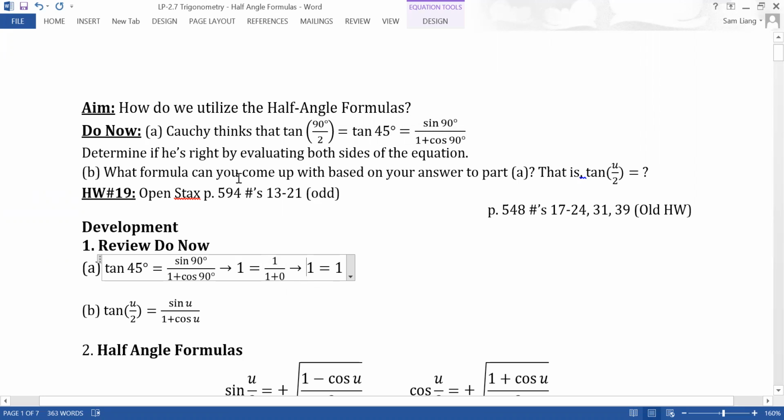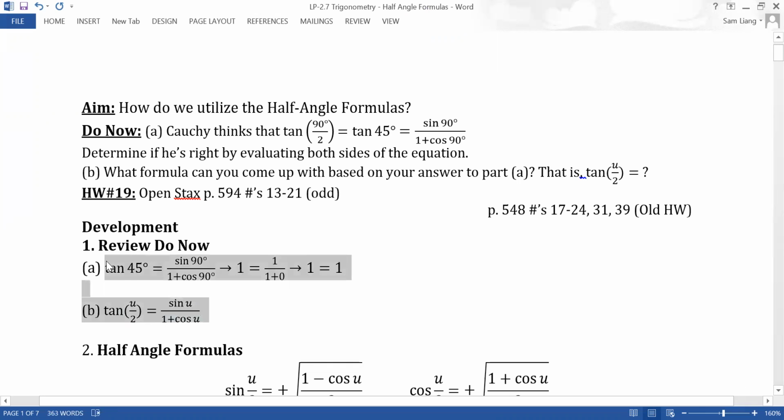Okay, but anyway, part B, the formula that we can come up with is tan of u over 2 is equal to sine u over 1 plus cosine u, right? So if we see u here as 90 degrees, then we have sine of u over 1 plus cosine u, and on the other side, which is 45 degrees, that's tan of u over 2, right? Half of 90 degrees. Okay, so that's our formula. If you need to copy this solution, please pause the video here. Otherwise, I'll get to the rest of the lesson.